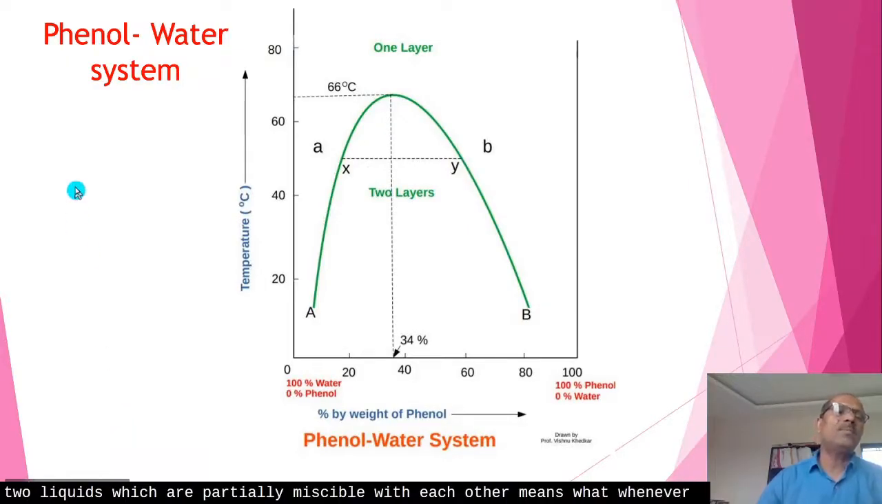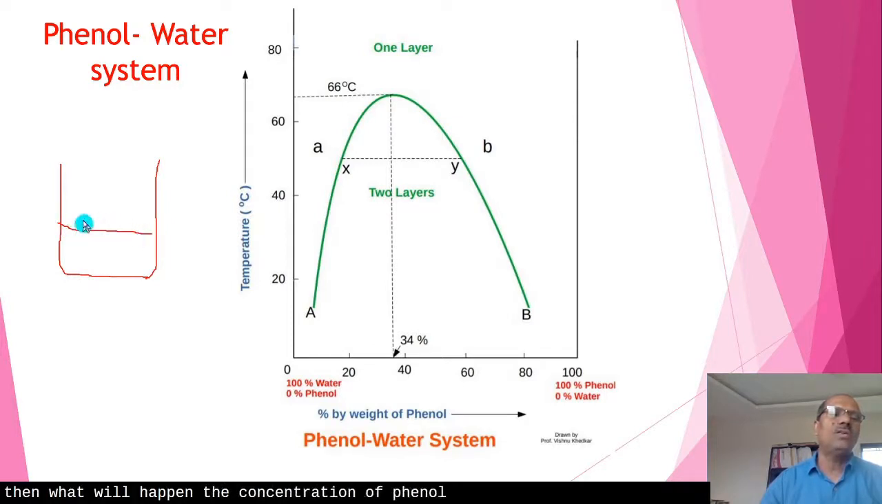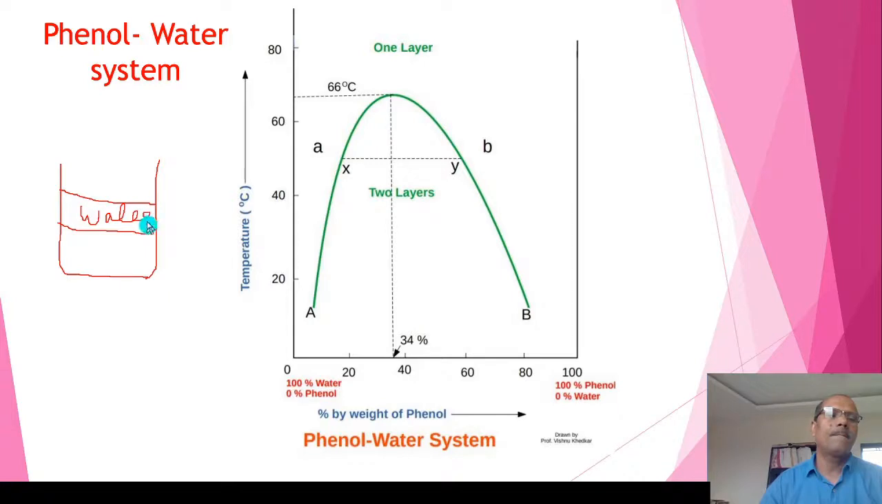Whenever equal proportions of phenol and water are taken, then what will happen? The concentration of phenol goes into the water. This is a water layer. This is phenol layer.